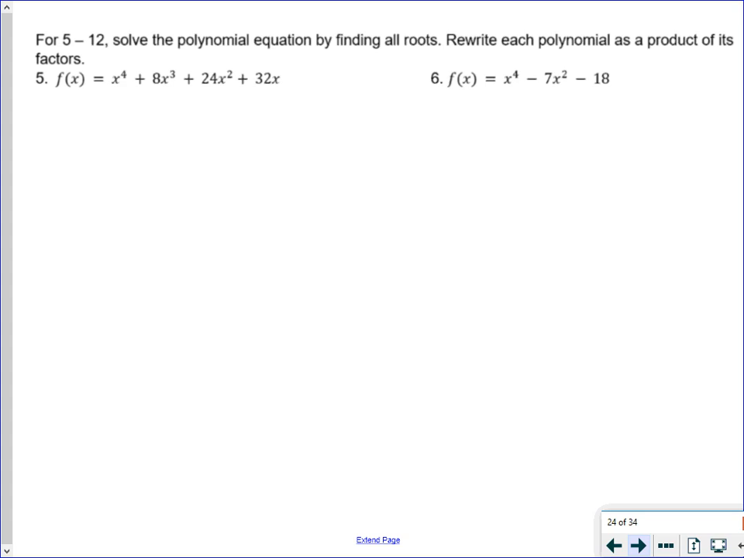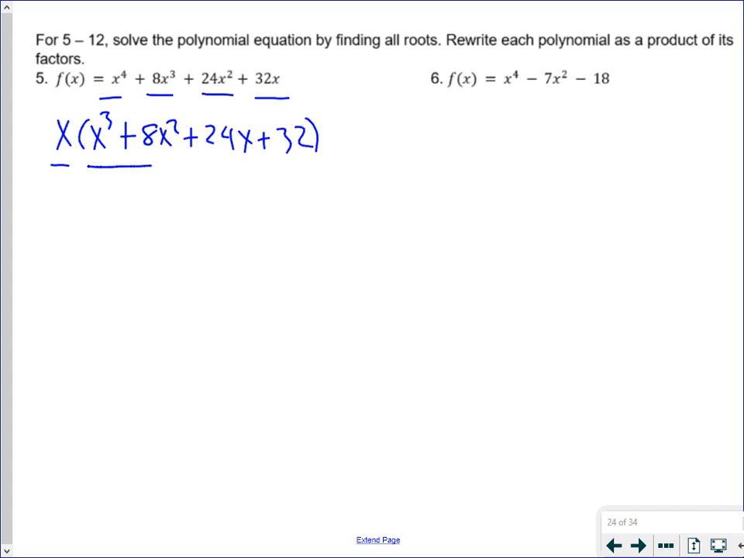Remember, if you're ever factoring stuff out, the very first thing you always want to do is look for a GCF. And in this case, there's a GCF of x. Everything's being multiplied by x. So we can factor out that x, and we'll be left with x cubed plus 8x squared plus 24x plus 32. Okay? So x is completely factored. We don't need to worry about that anymore. But this x cubed plus 8x squared plus 24x plus 32 can still be factored out. We can't do factor by grouping in this case, so we need to do synthetic division.